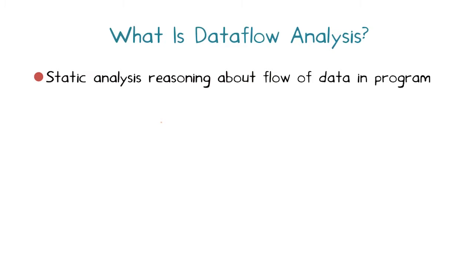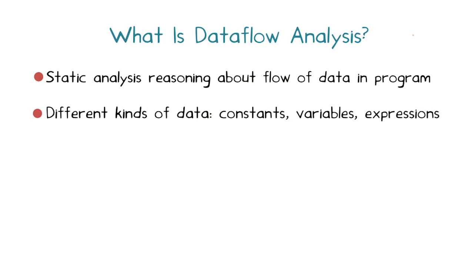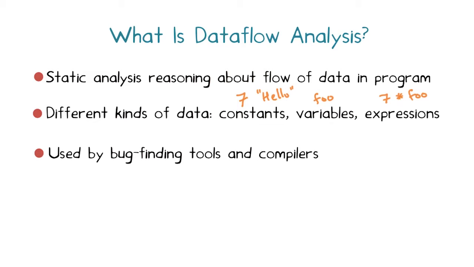Dataflow analysis is a kind of static analysis for reasoning about the flow of data in runs of a program. The data can be of different kinds: constants, such as the number 7, or the string literal hello, variables such as foo, expressions such as 7 times foo, and so on. This information in turn is used by bug finding tools to find programming errors and by compilers to generate efficient code for the given program.